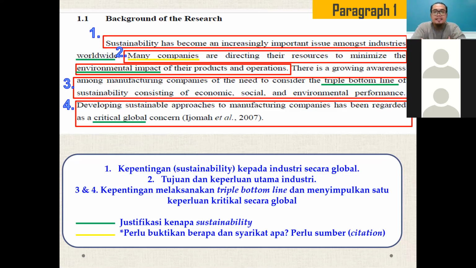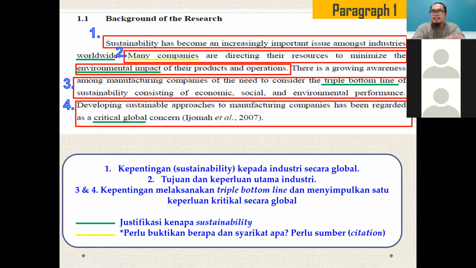Number 2, they give the reason why industry need sustainability to minimize environmental impacts. Number 3 and number 4, why right now, recently, is really important to using triple bottom line. Using these 3, economy, social, and environmental performance for manufacturing companies. All the manufacturing company right now, you should be use economy, social, and environmental performance. They're strengthened on that. Okay, that's really important in the first paragraph.